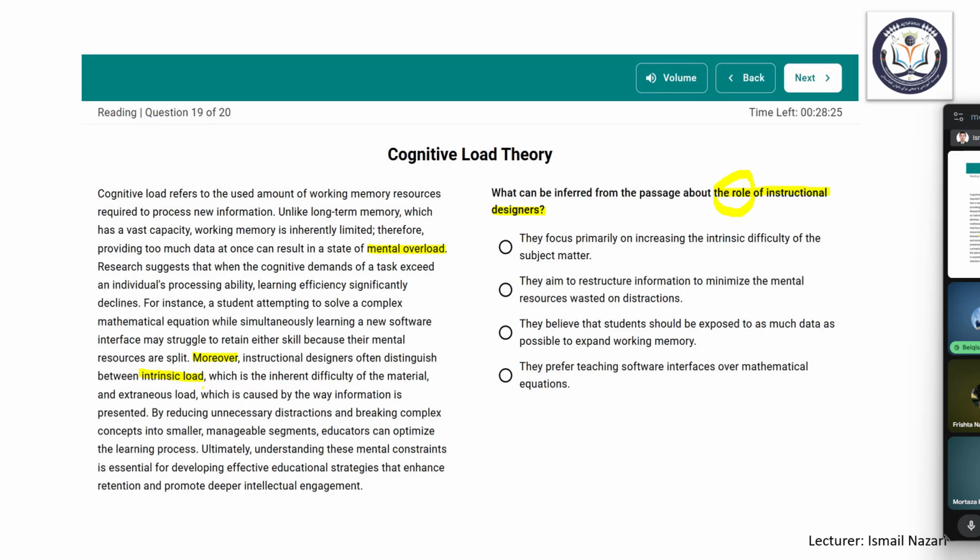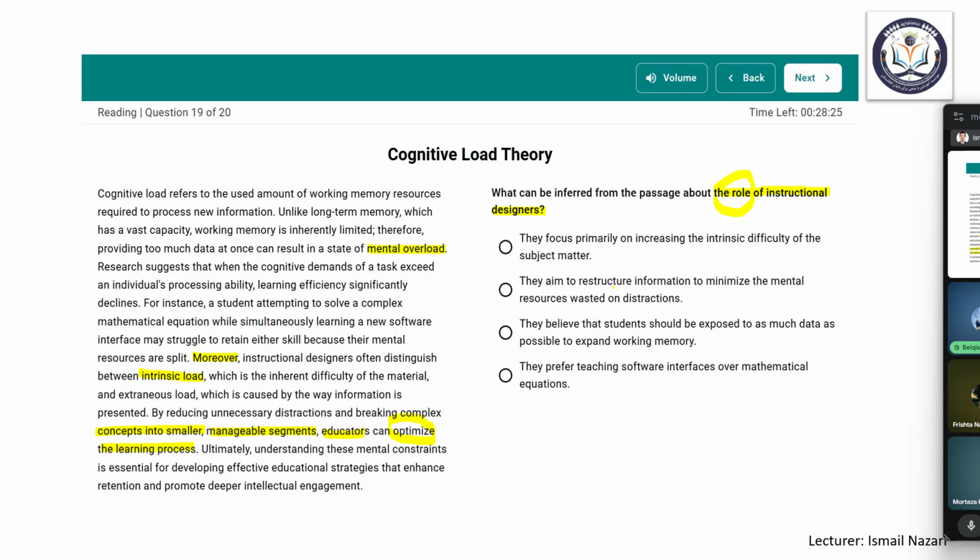So it is the definition of what they are focusing on, okay? And now what do they do? What's the role? By reducing unnecessary distractions and breaking complex concepts into smaller, manageable sequences, it says educators can optimize the learning process. What is the function of the word optimize here? Optimize, it means they can customize it. They can reduce the load of the work or the load of the learning process and learn it better. So it's a kind of optimize.